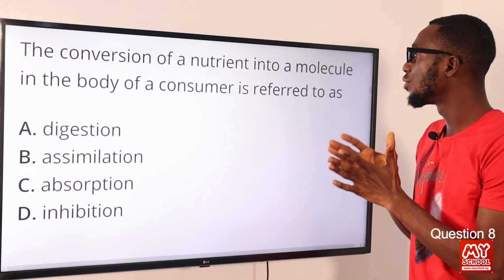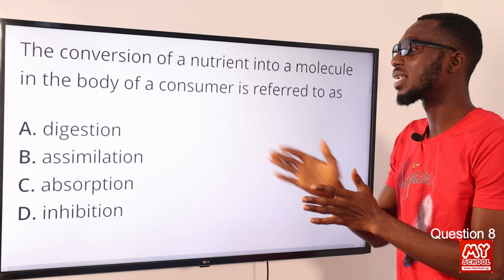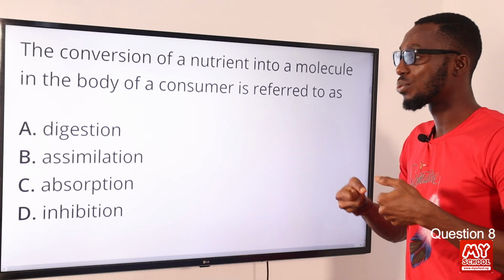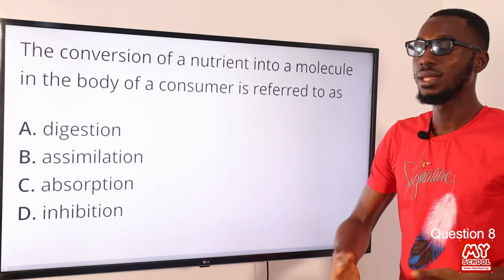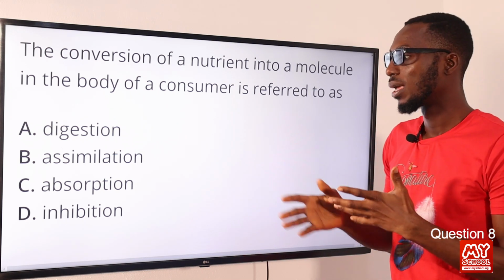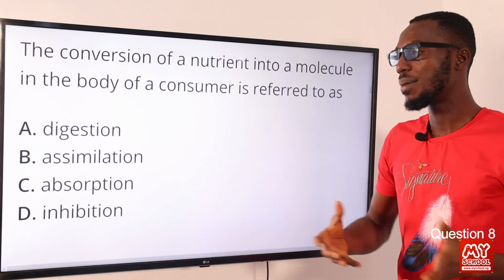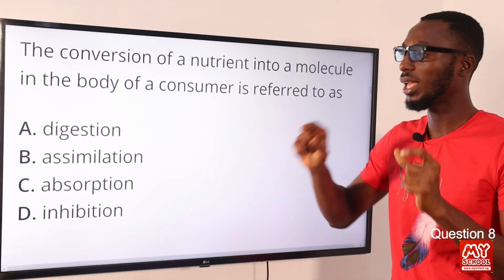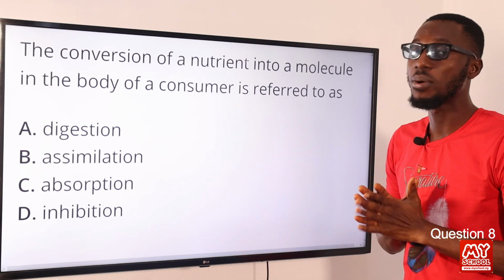So the conversion of a nutrient into a molecule in the body of a consumer is referred to as assimilation. You are talking at the cellular level, the cells in the tissue absorb it to make use of it. So we have ingestion, just the intake of food, then digestion, breaking down this food into simple substances, which are absorbed into the transport system, where they will be circulated to where they will be assimilated into the tissues and used up. So the correct option is option B for assimilation.